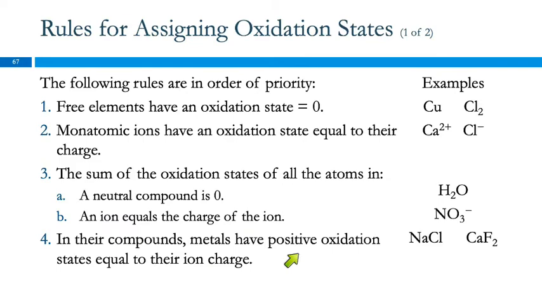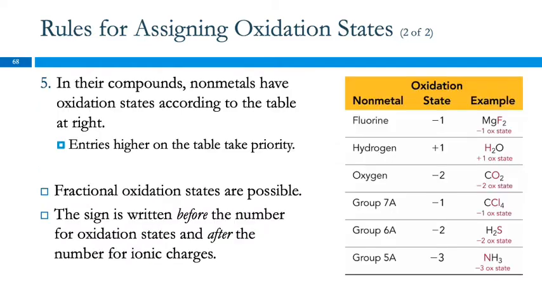In compounds, metals will always have positive oxidation states, and those oxidation states are the same as their ion charges. So that's convenient, but it can also be confusing. And then the nonmetals. This is where we really need the oxidation states. The nonmetals have oxidation states assigned according to this list of priorities. So this is a list in order.